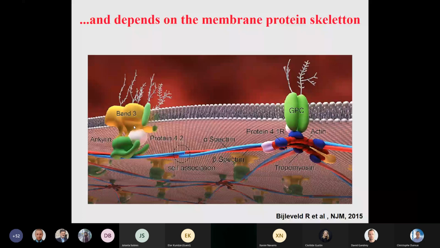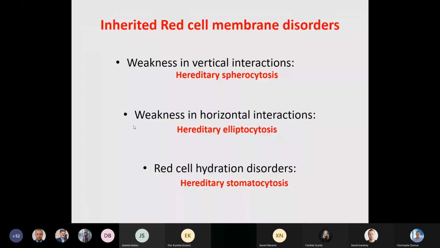And these vertical interactions are very, very crucial for the stability of the red blood cell membrane. And each time you have a defect in these vertical interactions within the red cell membrane, you will have an instability, and this leads to spherocytosis. So you can see that globally, this is what we have here. If you have a weakness in the vertical interactions inside the red cell membrane, you have a hereditary spherocytosis phenotype. Each time you have a weakness in the horizontal interactions, you will have a hereditary elliptocytosis phenotype.